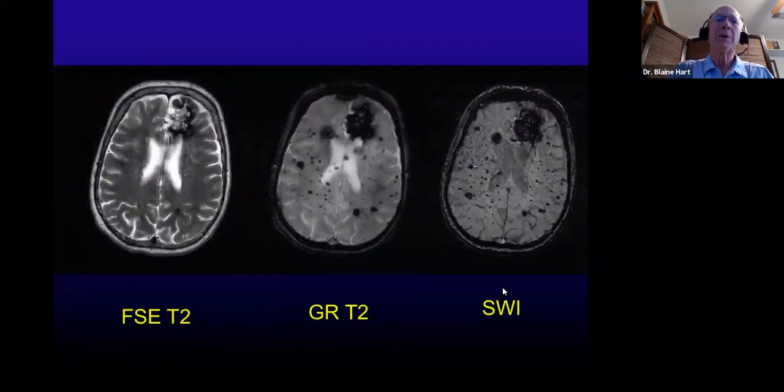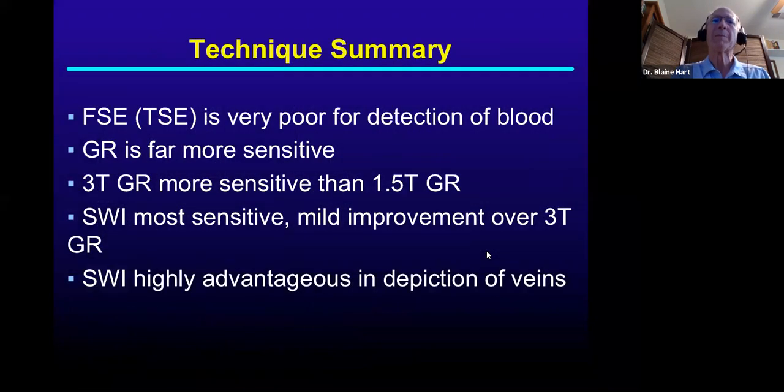And here's an example of 3 different sequences all done at the same place in the brain, showing progressively greater number of small CCMs being shown with different sequences. 3 Tesla is going to be somewhat more sensitive than 1.5 Tesla. Susceptibility weighted is the most sensitive, and it has the additional advantage that it shows veins very well.